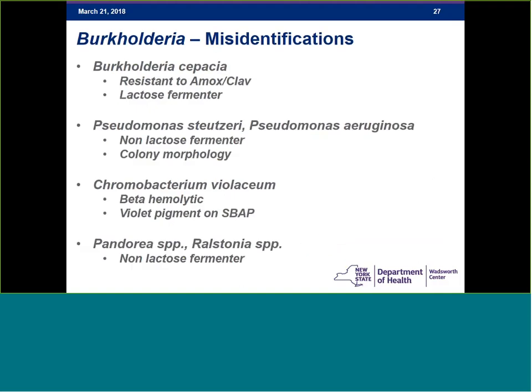In many cases, B. mallei and pseudomallei can be differentiated from other organisms based on lactose fermentation or non-fermentation on MacConkey. Burkholderia cepacia can be differentiated based on its resistance to amoxicillin clavulanic acid, and colony morphology can help in the differentiation between other organisms such as Pseudomonas aeruginosa and Chromobacterium violaceum.